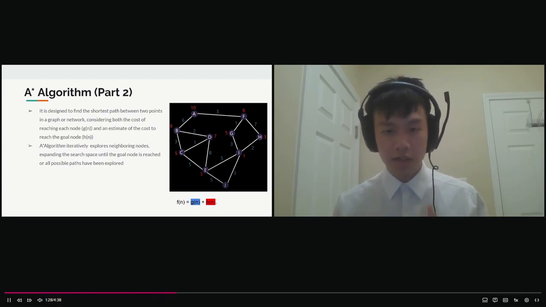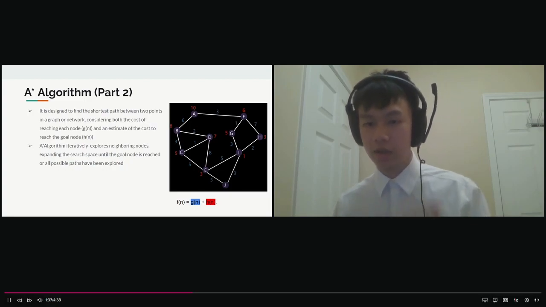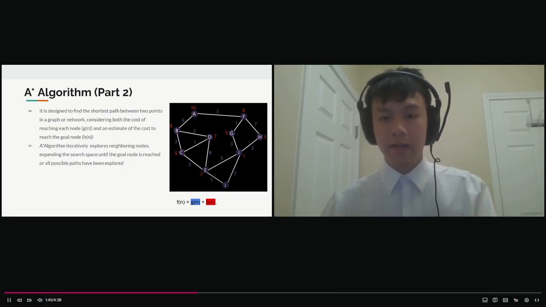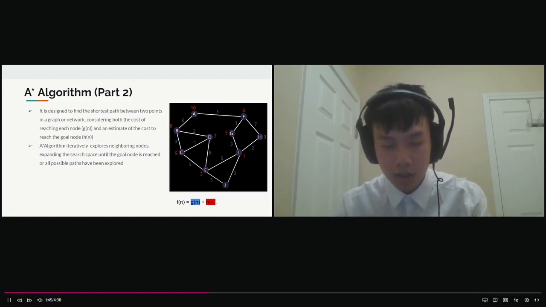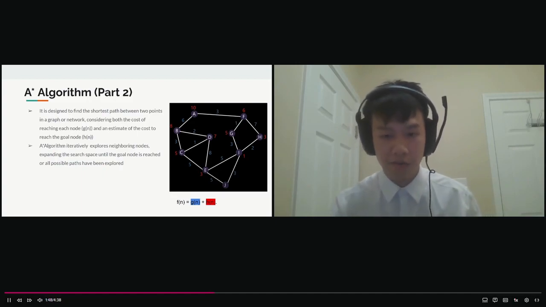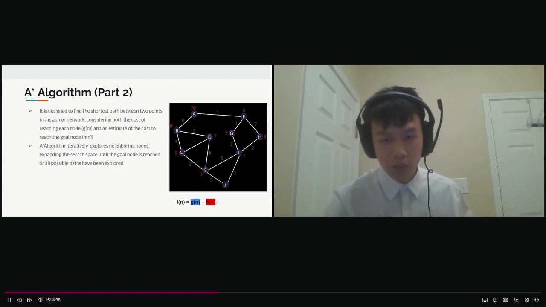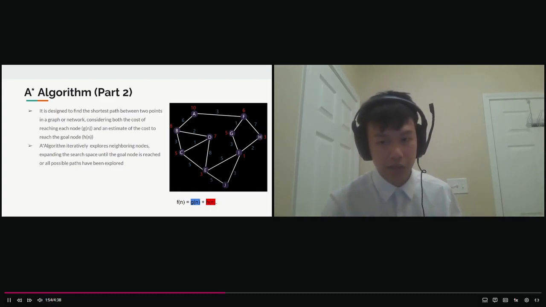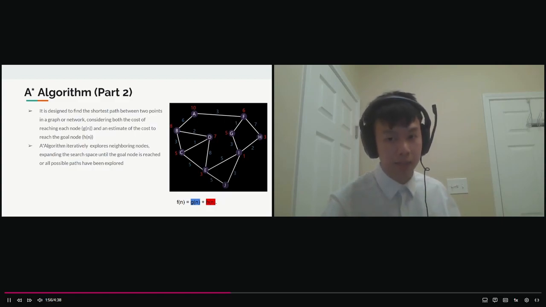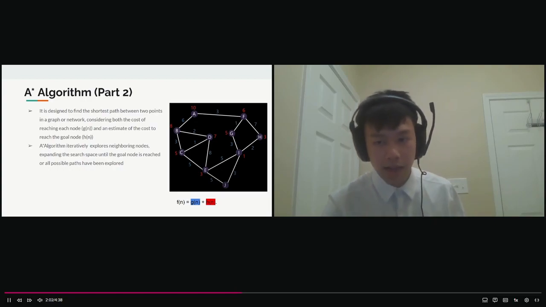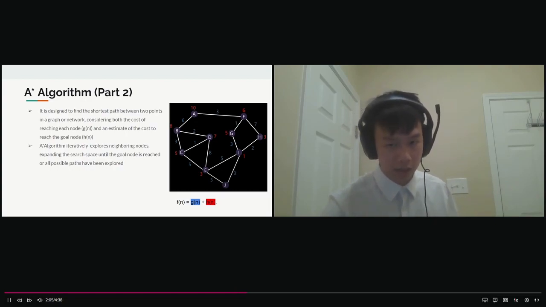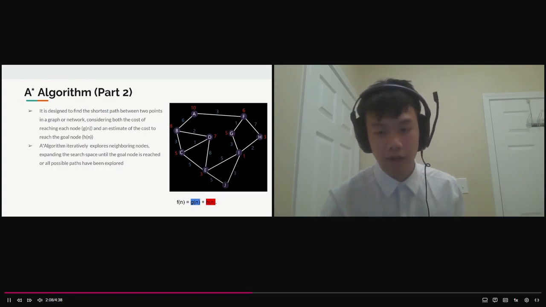The total estimated cost of reaching the goal node through a specific node is represented by f of n, which is calculated as the sum of g of n and h of n. This allows the algorithm to prioritize nodes with lower total cost, potentially leading to more efficient paths. Nodes with lower f of n values are considered more promising, so they will be explored first. The exploration process continues until the goal node is found, at which point the shortest path is determined, or all possible paths have been explored without finding a solution.